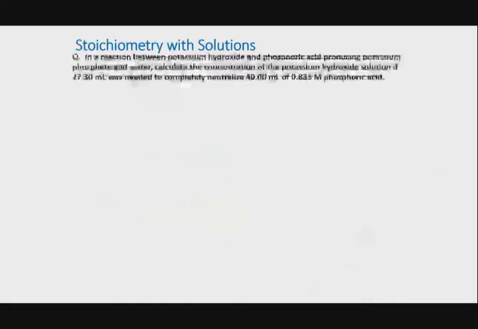The next problem is similar to the one we just did. I would ask you once again to pause the recording while you read the problem, strategize how to solve for it, and set it up.